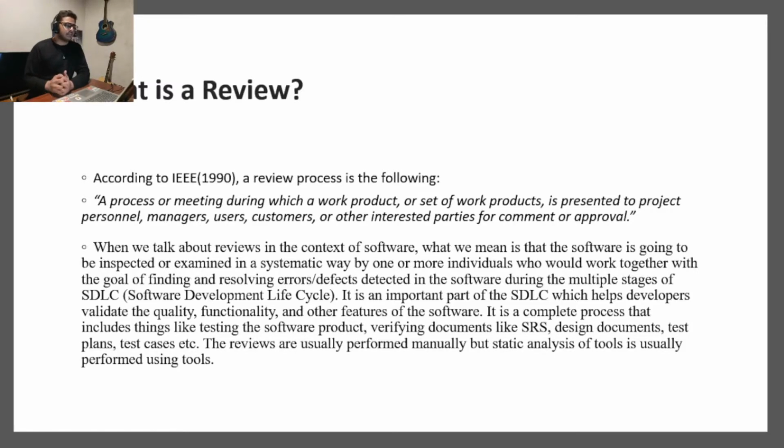According to the IEEE definition, a review is a process or meeting during which a work product or set of work products is presented to project personnel, managers, users, customers, or other interested parties for comment or approval. In layman's terms, what that means is that when a product is being made, during the different development phases, each phase goes through this section of being approved, not approved, or semi-approved, and all those people involved in the approval or disapproval are basically the project personnel, the managers, the users, customers, and other stakeholders as well.